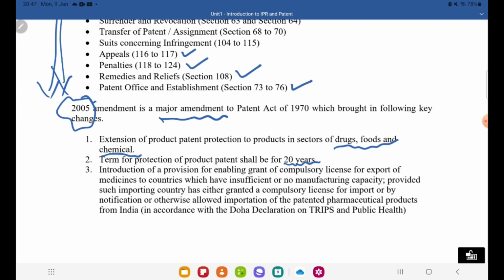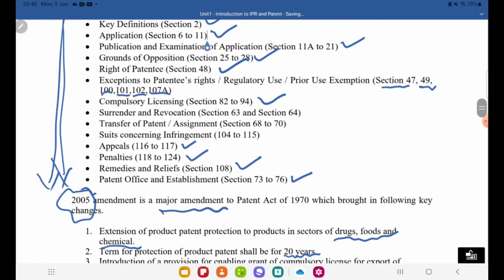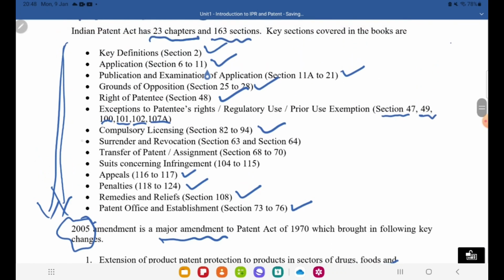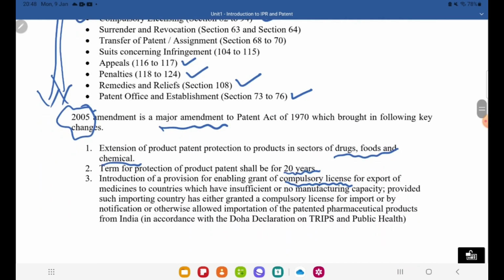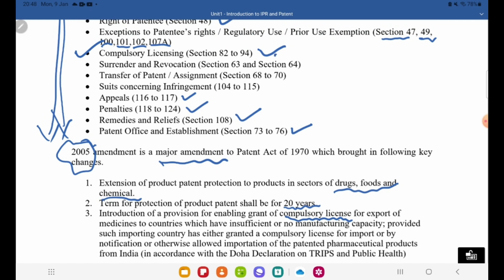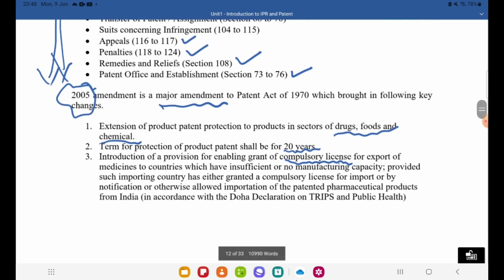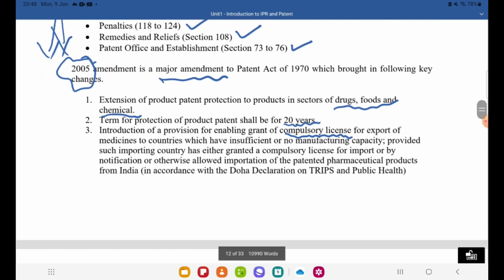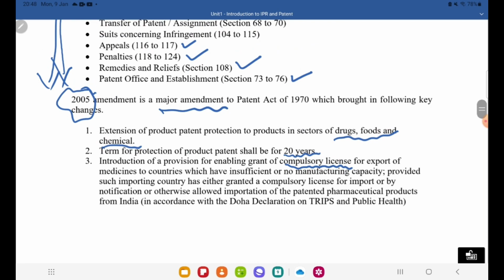And the third one is the introduction of a provision for enabling the grant of compulsory licensing. So what is compulsory licensing? That we will discuss in sections 82 to 94. In compulsory licensing, though the patentee has rights, the government may grant a license to a third party under certain circumstances, which is dealt with in sections 82 to 94, a very important addition in the 2005 amendment. We will talk about it with a case study on compulsory licensing. Okay, these are all the major changes in the 2005 Act.